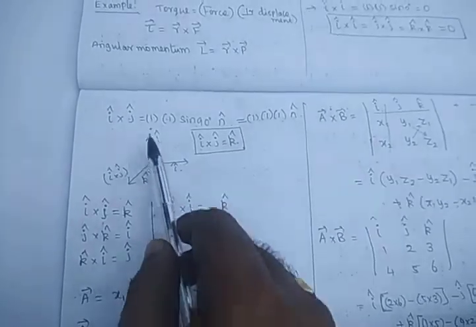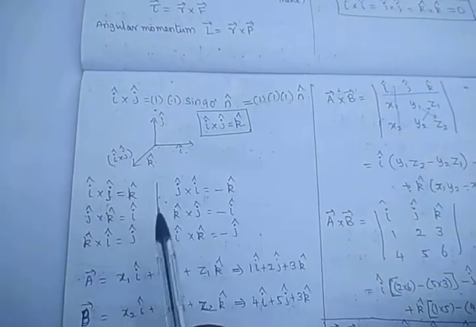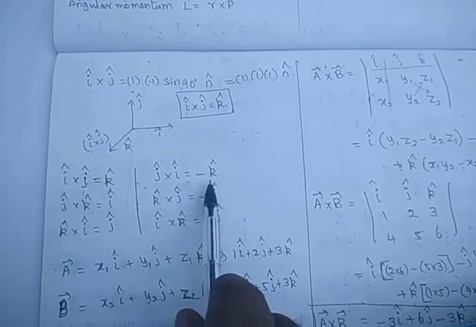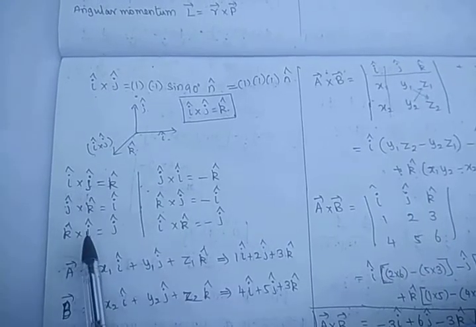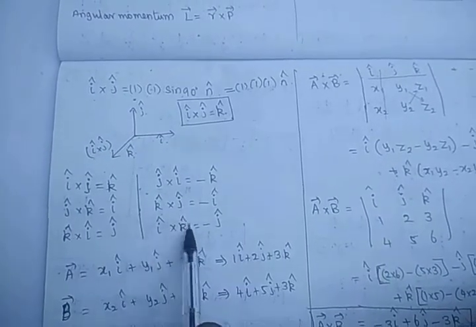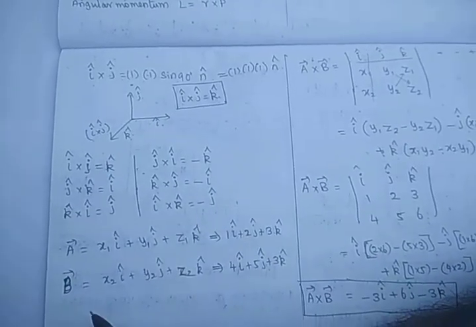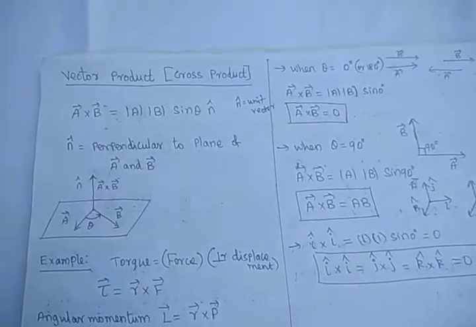That is i into j, k. k into i, j. Then j into k, i. So if you take the opposite side, j into i, so j cross i is minus k. k cross j is minus i. That is i cross k, we get minus j. So this is direction dependent. Hence we will give the name: it is a vector product.